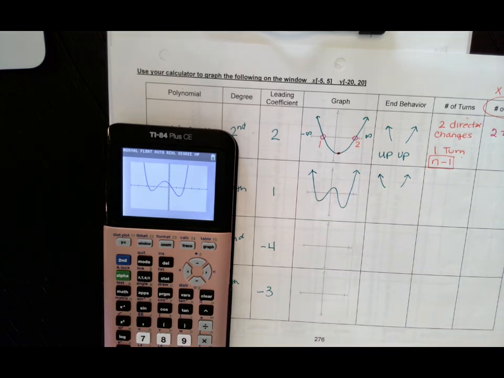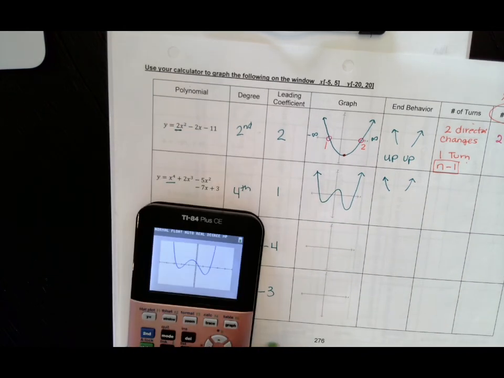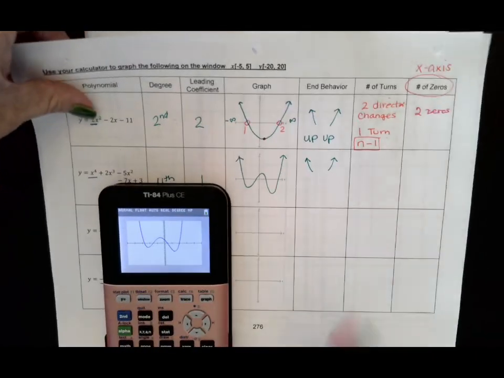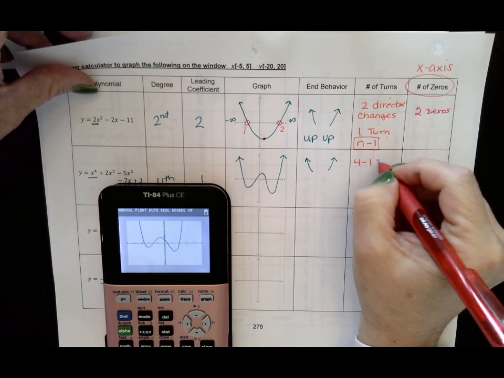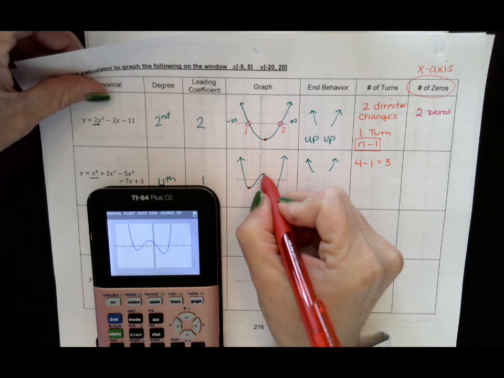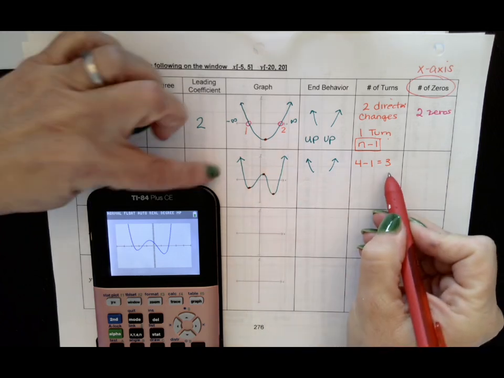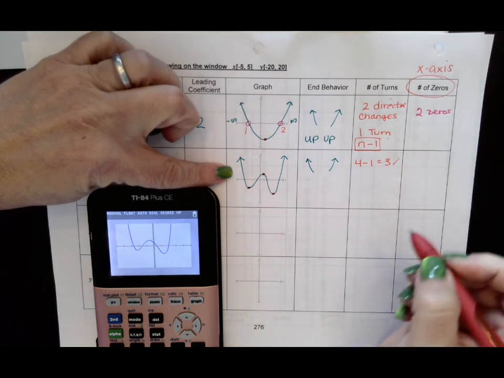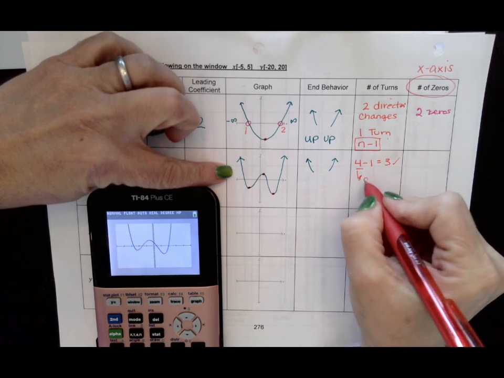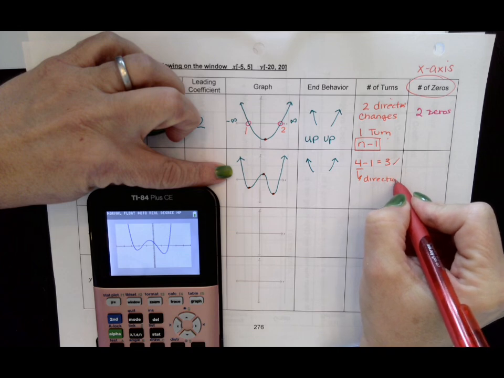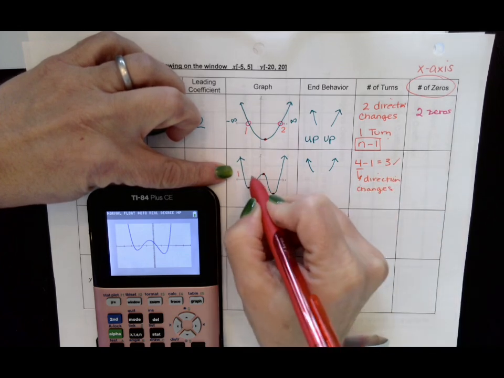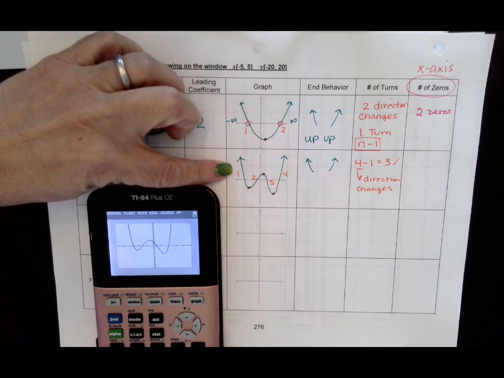All right, so I'm going to look at this, and this is a 4th degree polynomial. So my number of turns is going to be 4 minus 1, which is 3. So let's count these. I have 1 turn here, 1 turn here, and 1 turn here. So this is right. I have 3 turns. So this checked out, and this also means I have 4 direction changes. So if I count these, 1, 2, 3, 4.